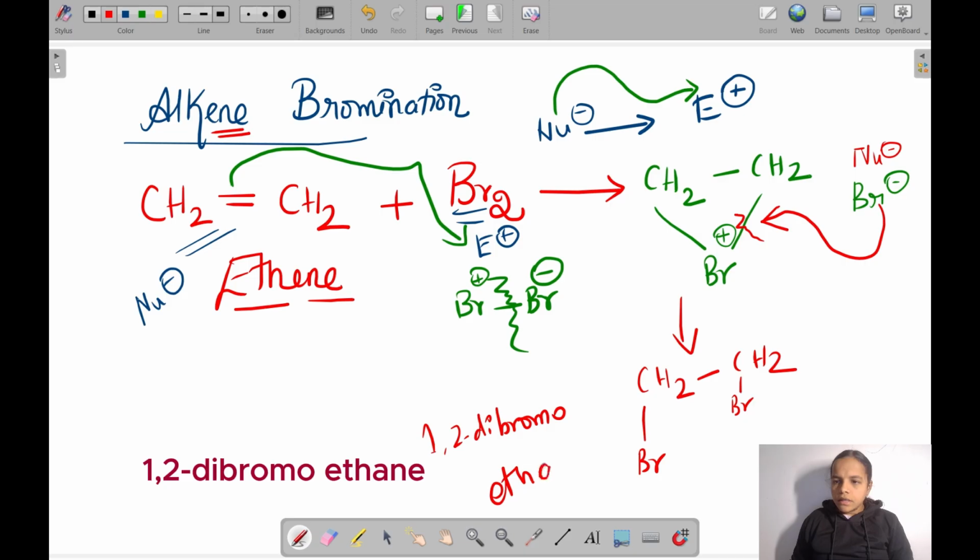This is a two-step bromination. In the first step, we see there is a formation of a bromonium ion, and then we see that the second bromo will also be formed. So in this case, we get vicinal dibromides. Vicinal means the halogens or the groups or the substituents are getting attached to two different carbons and not on the same carbon. So this is a vicinal dibromide.